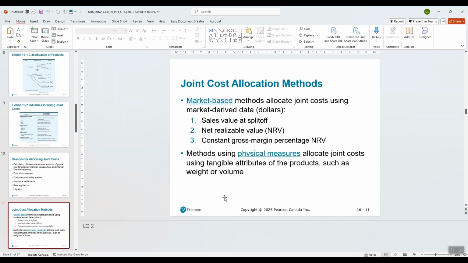And then there's another one which I feel is the most common and the easiest method to use: physical measurements. This is easy to use, but only applicable if you can measure the physical quantity of the products that come out from the raw material from the production line. If that is the case, you use that as your tangible base to create the proportion between the two products, or three products, that it produces from the processing of the raw material.